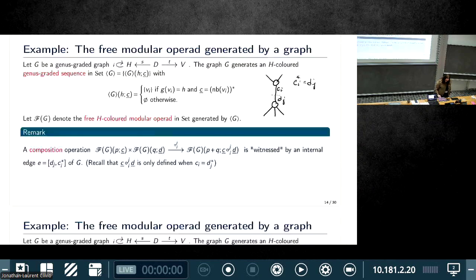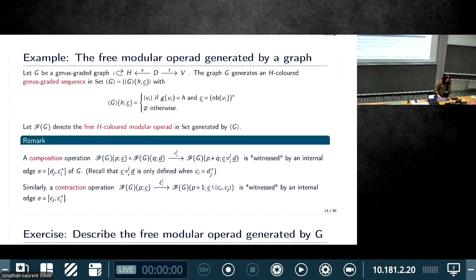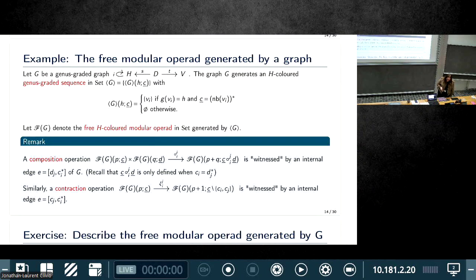Okay. Similarly, contractions, it's the same slide. This is only going to be witnessed by an internal edge that looks like one of these loops. So here, I only have a contraction operation in this free modular operad if Ci and Cj can glue together to become an edge, and that means Ci equals Cj.